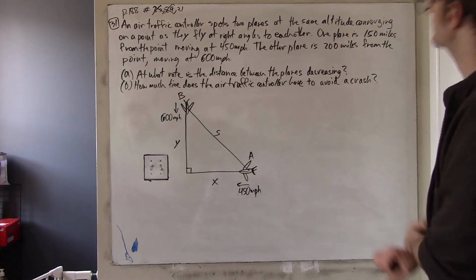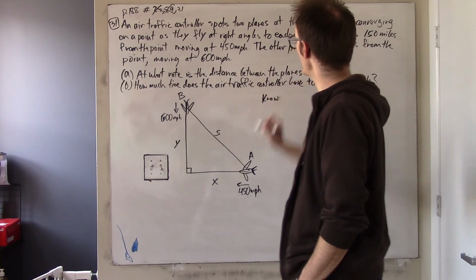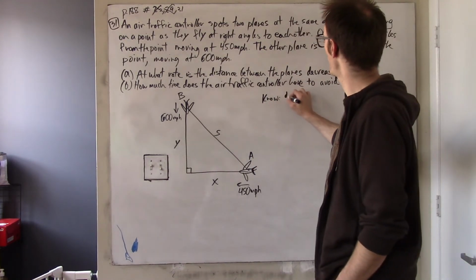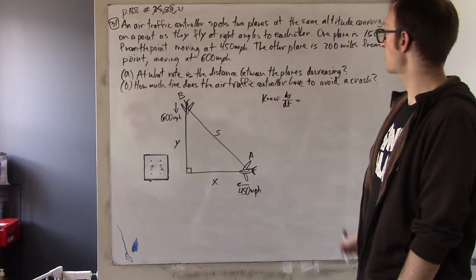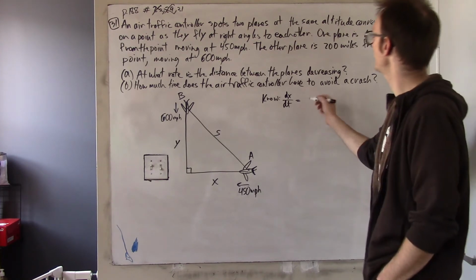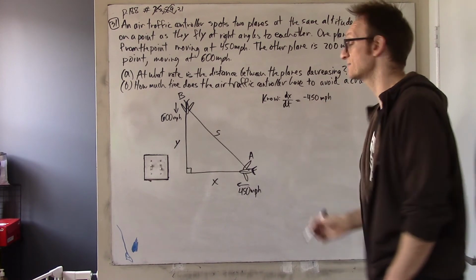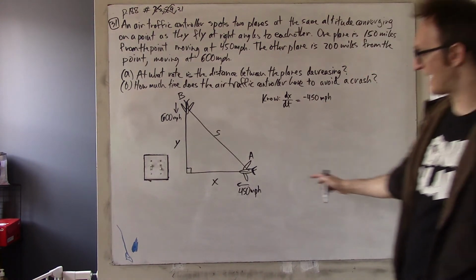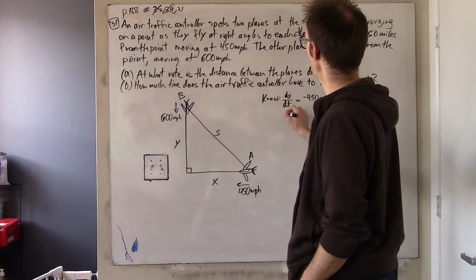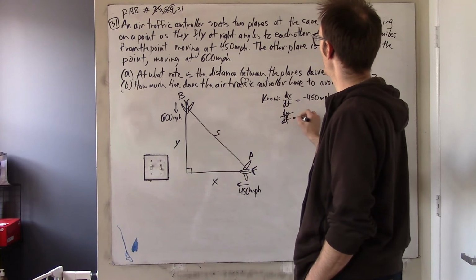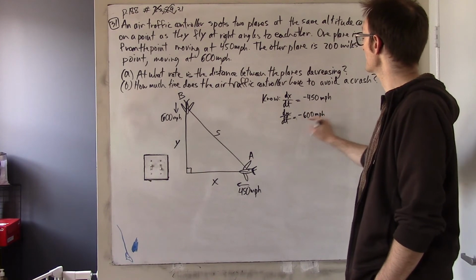Okay, all right, let's just do it, because I think there's really not that much going on. What do I know? Well, I know the speed of the planes, so I know that dx/dt, the change in x, is going to be 450. If you want to be technical about it, I guess you could write negative 450, because x is in fact decreasing as the plane moves closer to that point. But I think it ends up not mattering so much. And the other one I know is dy/dt. What is dy/dt? It's negative 600 miles per hour.